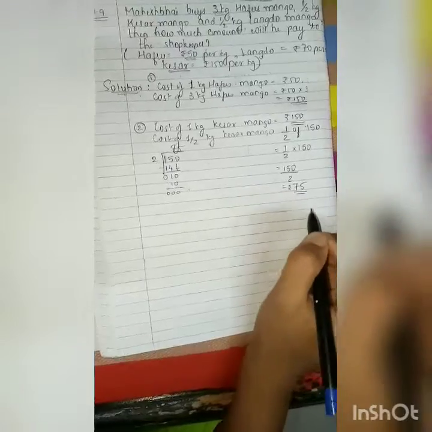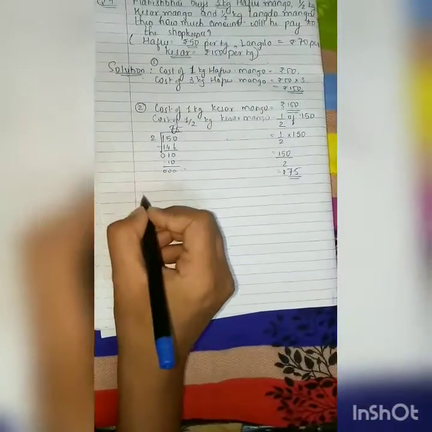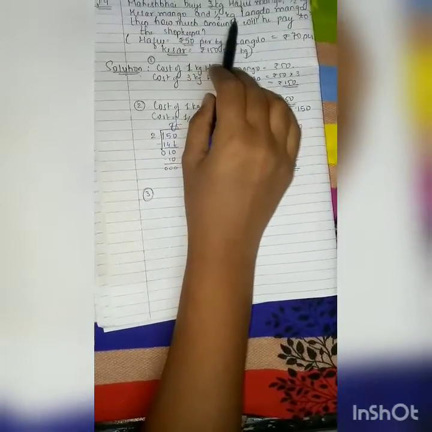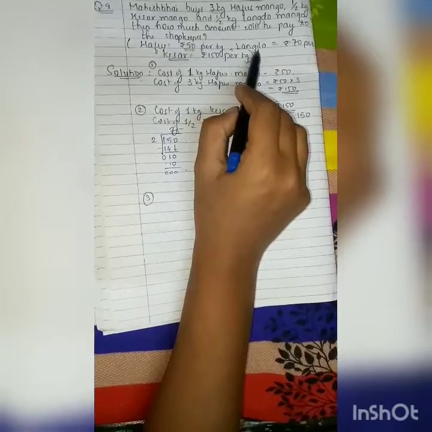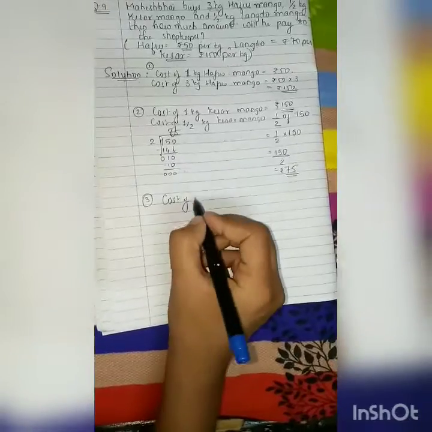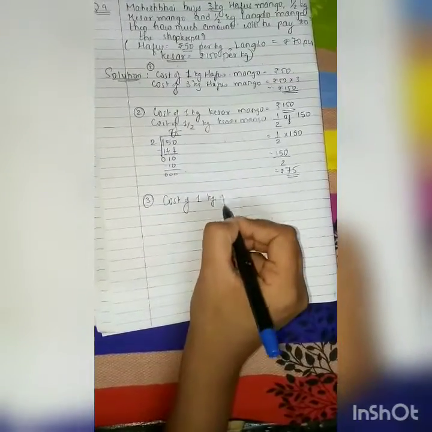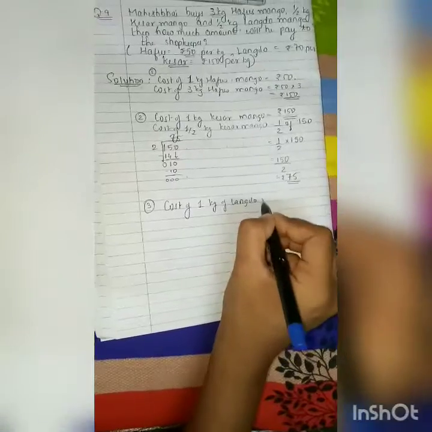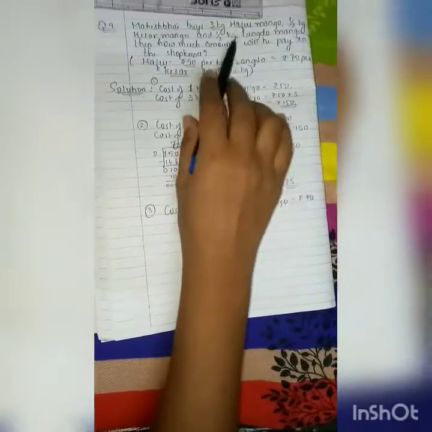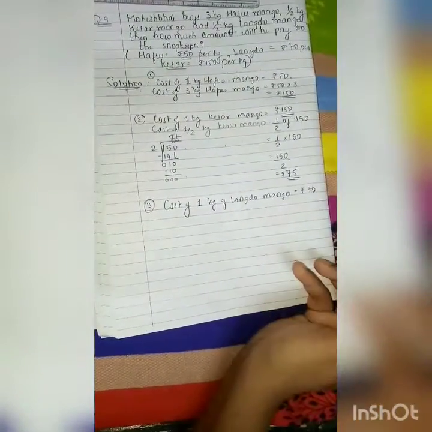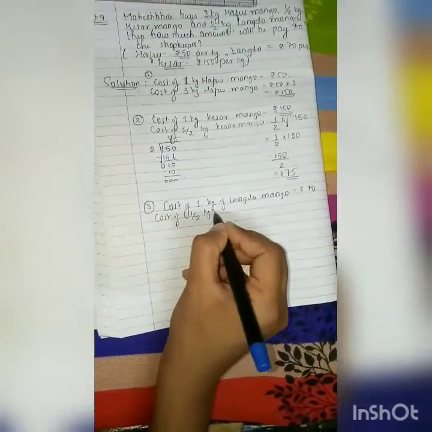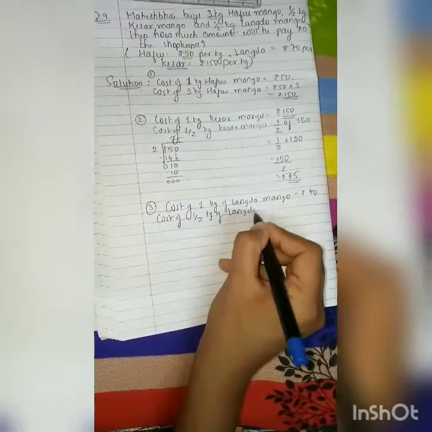Okay, so 75 rupees he is paying for kesar mango, right? Now we have to find out for half kg he is buying Langdo mango. Okay, half kg Langdo mango. So what is the cost of 1 kg of Langdo mango? That is 70 rupees. So we'll write down here cost of 1 kg of Langdo mango. So that is how much? It is rupees 70. Now he is only buying half kg. So what will be half of 70? It will be 35.